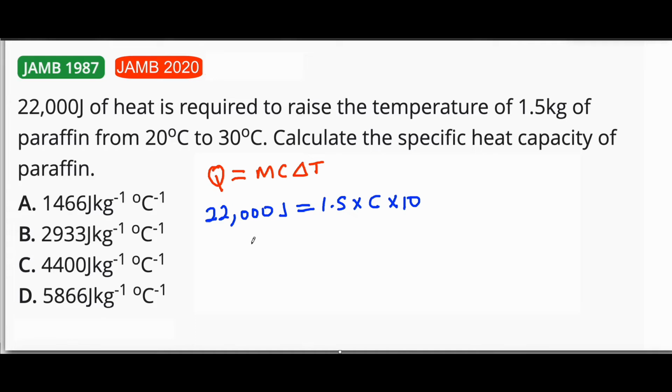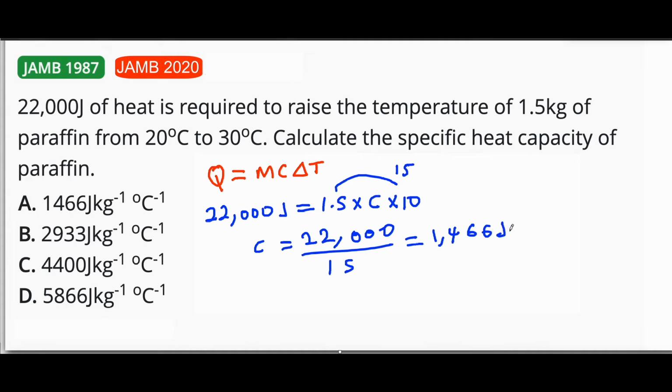So now we have this times this will give us 15. So we're going to divide both sides by 15. So we're going to have 22,000 divided by 15. And if we punch that in the calculator, I want you to do that. What did you get? Good.